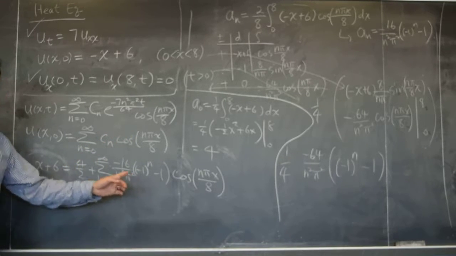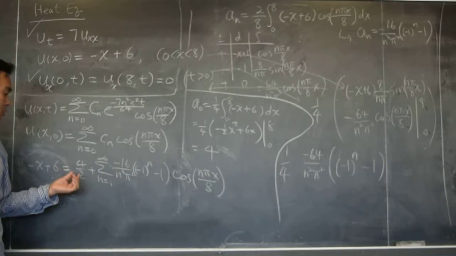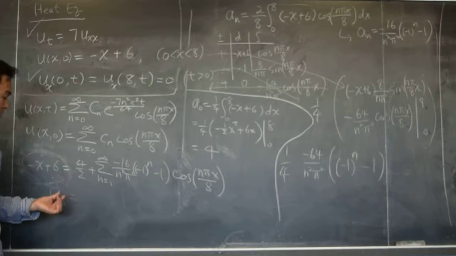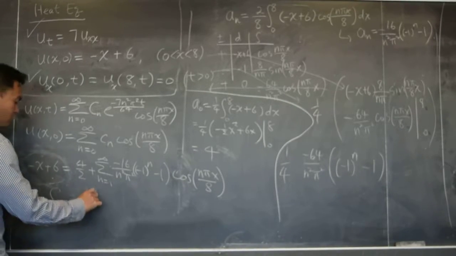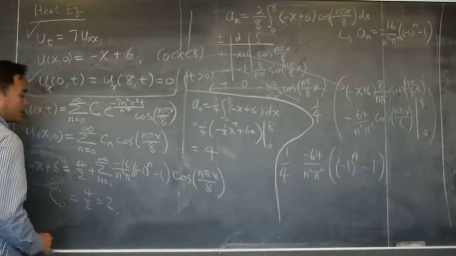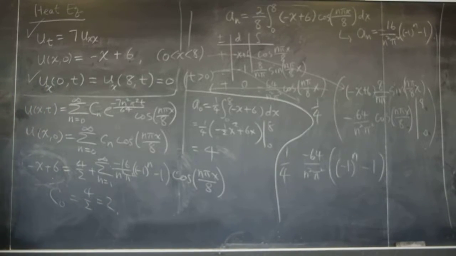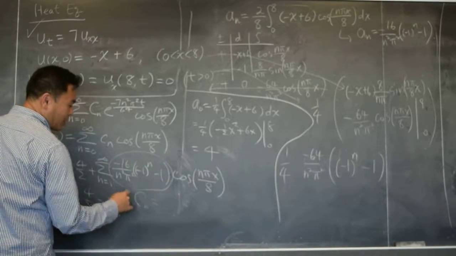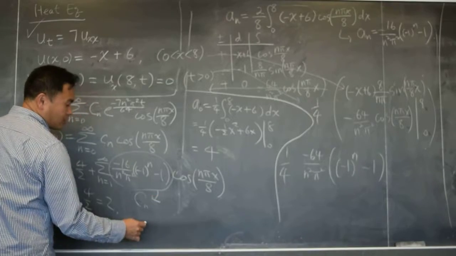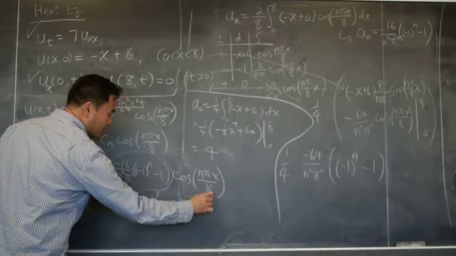a0 over 2 is by itself, right? So C0 is 4 over 2, which is 2. And then Cn is the same as a_n. Cn is this much, and this is your Cn for n 1 or greater.